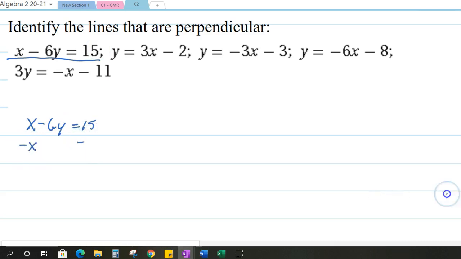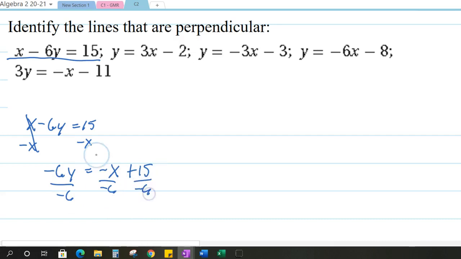Subtract the x from both sides, which cancels. That gives you negative 6y is equal to negative x plus 15. Divide both sides by negative 6. What you do to one side, you do to all of the other side. The negative 6's cancel, and that gives you y is equal to negative divided by negative is a positive.